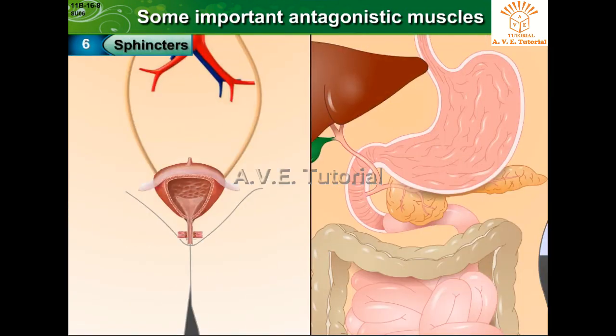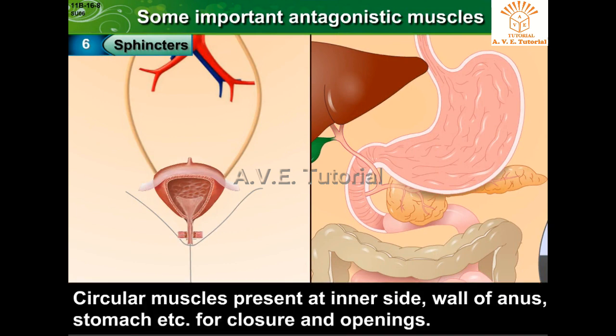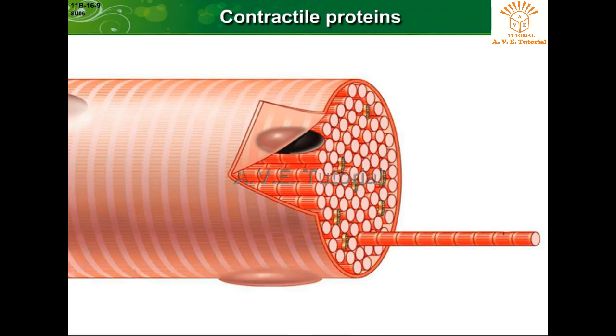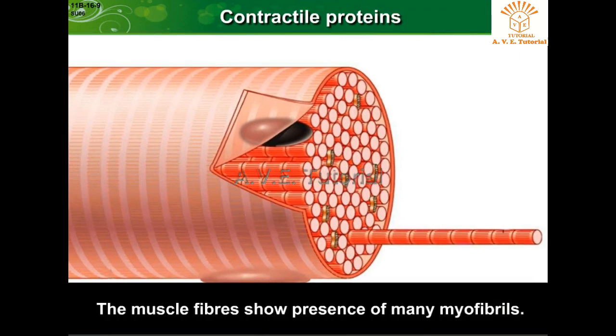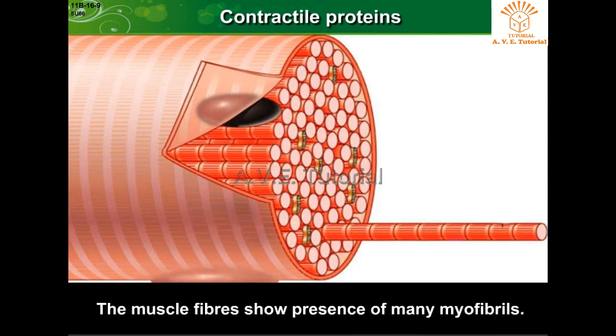6. Sphincters, circular muscles present at inner side wall of anus, stomach, etc. for closure and opening. Contractile proteins. The muscle fibers show presence of many myofibrils.